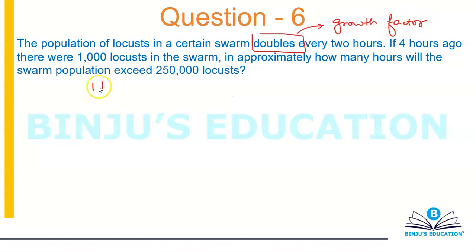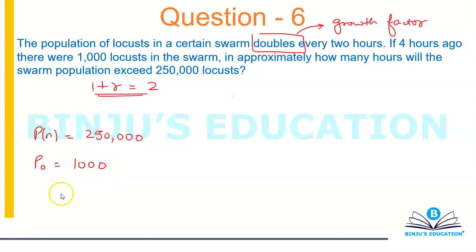You can say that your 1 plus r is equal to 2. If 4 hours ago there were 1000 locusts in the swarm, in approximately how many hours will the swarm population exceed 250,000 locusts? So we are looking at a final population of 250,000. We're going to start with 1000 and we're going to first find out the time, that if they have a growth factor of 2, then after how many hours they will become 250,000.